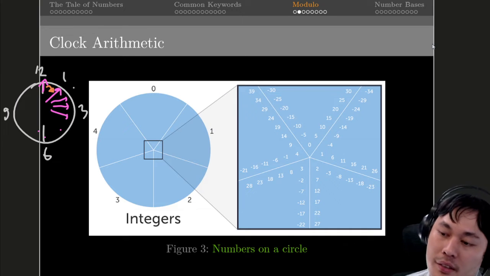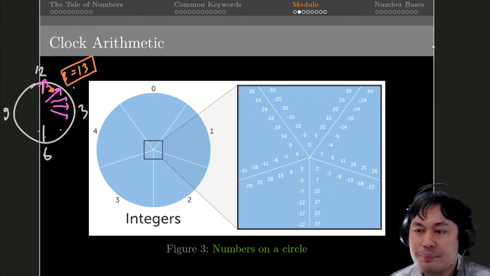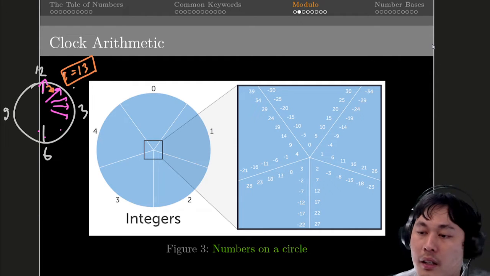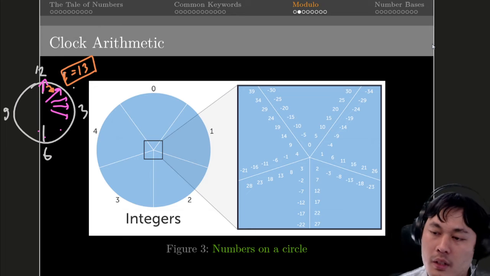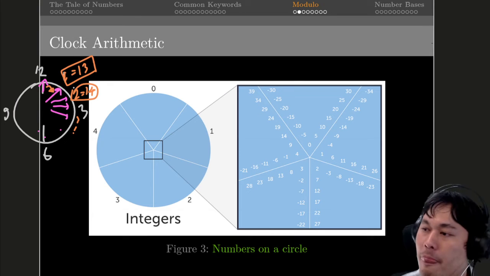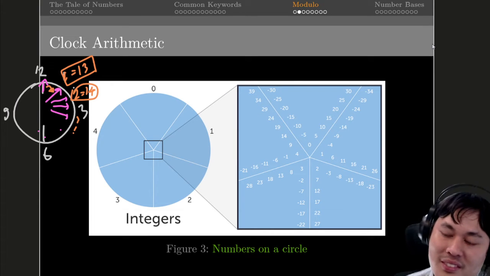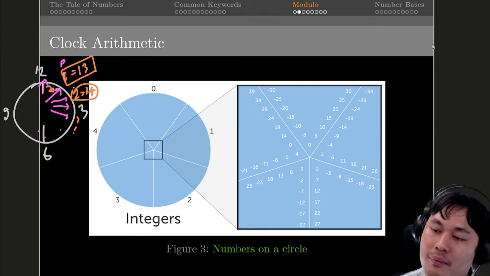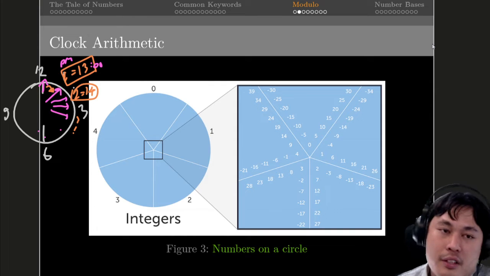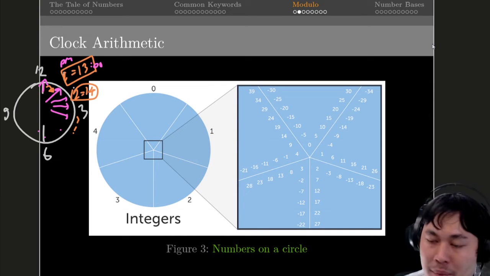So in a sense, 1 and 13 are at the same spot. Around the clock, 1 and 13 are at the same spot. So are 2 and 14, 3 and 15, and so on. And this is what we use every day, right? 1 p.m. is 13. There are two different ways to express the time. But here's the concept.